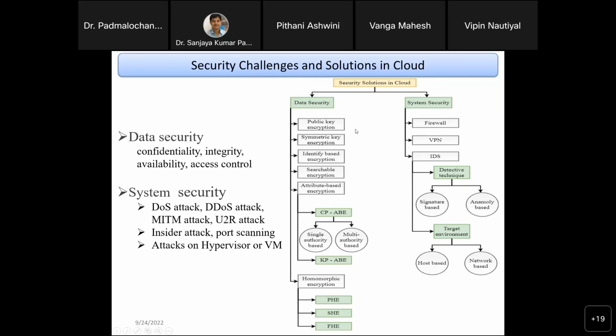In data security, we have already mentioned public key encryption, symmetric key encryption, and identity based encryption. Searchable encryption is another important thing. Here you have a large file, and you are searching for some particular keywords there. This large file is kept encrypted, and now you want to search for a particular keyword. So how shall you do that in the encrypted domain?